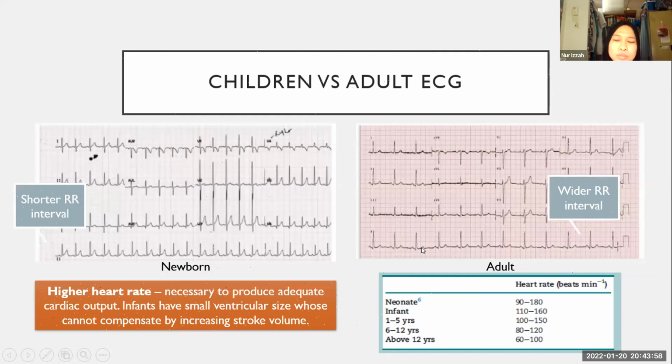So we must know the heart rate according to the pediatric age group. The younger the child, the faster the heart rate, so the shorter the RR interval. So that is the first one.